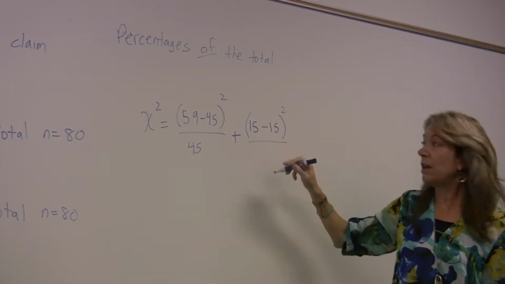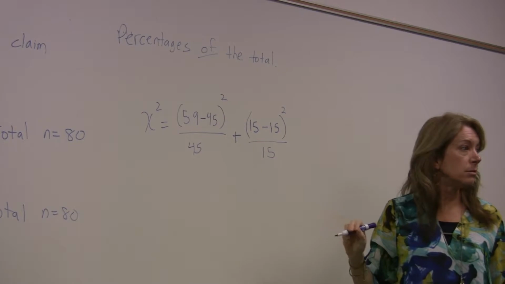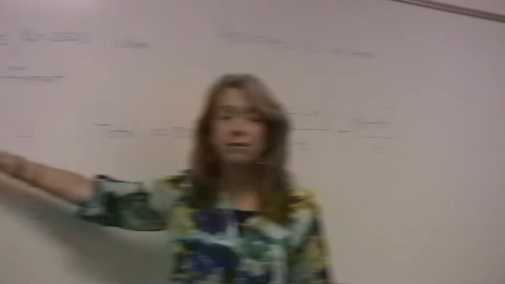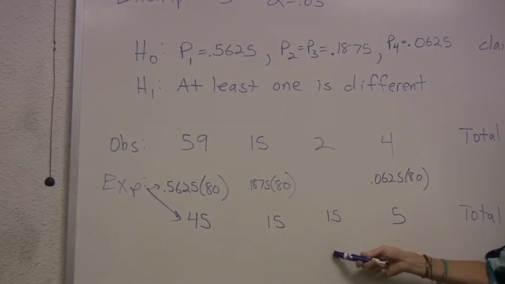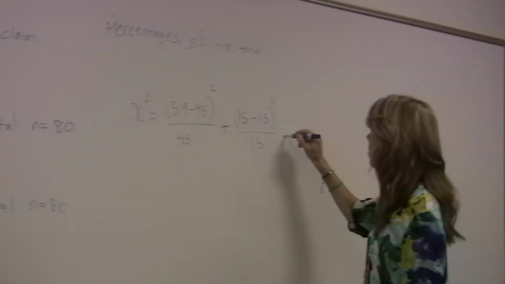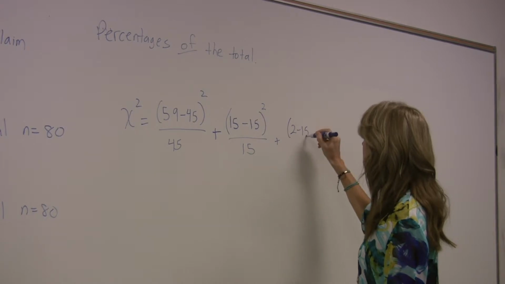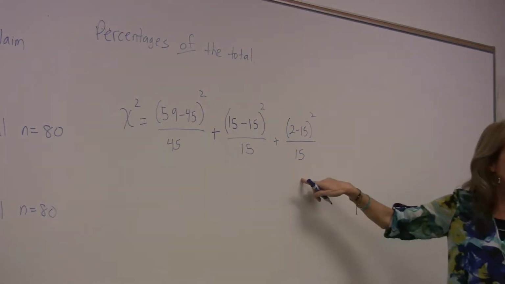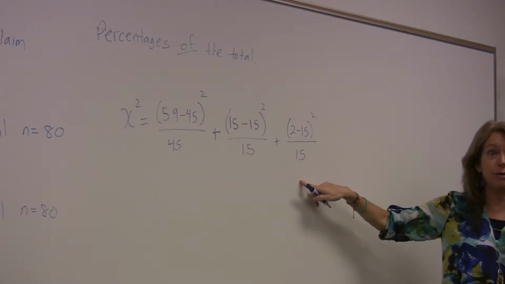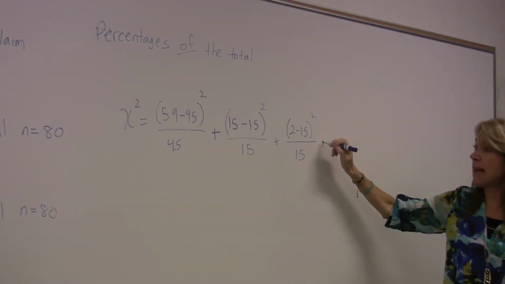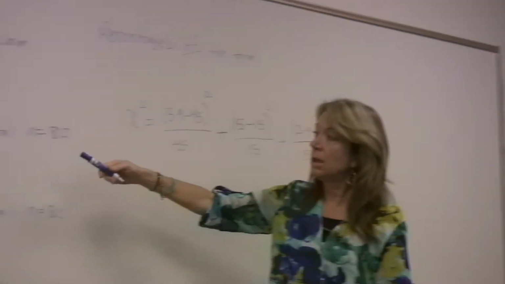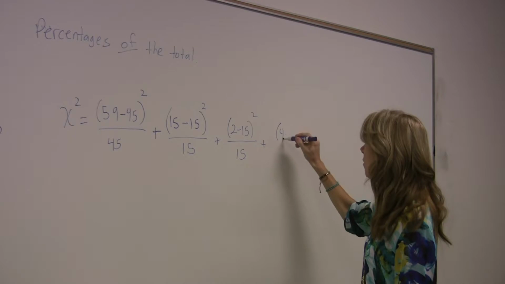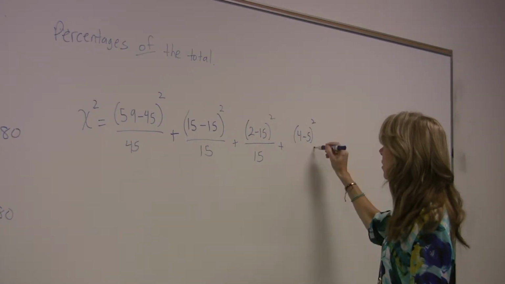15 minus 15, divided by 15. Observed minus expected. The next one will be 2 minus 15, divided by 15. So the expecteds are different here, so we can't just copy the same number like we were doing before. And then the very last one, 4 minus the 5, divided by 5.